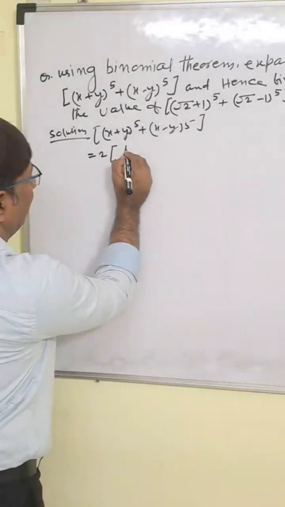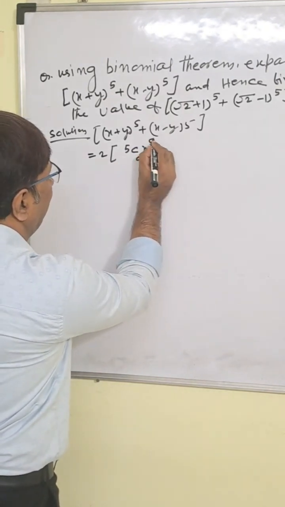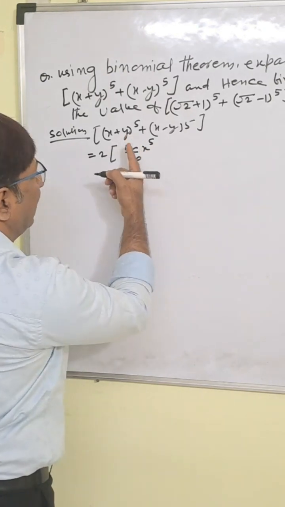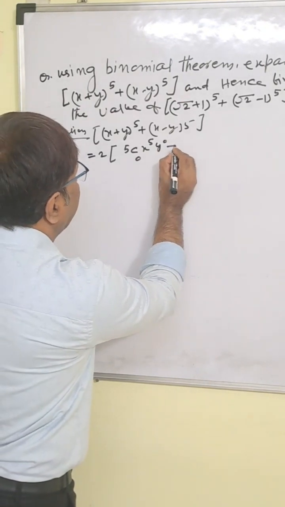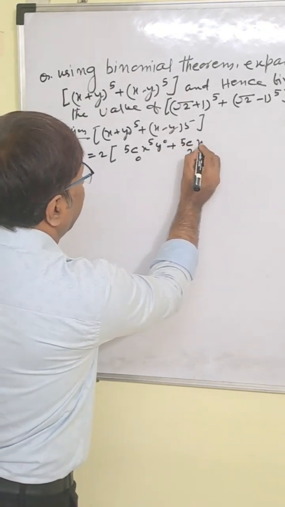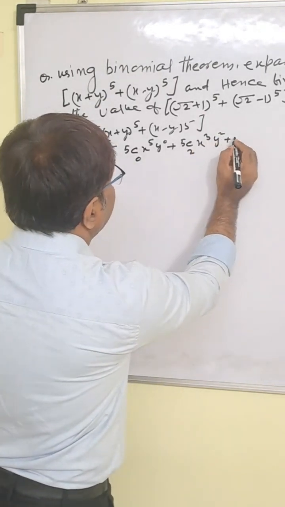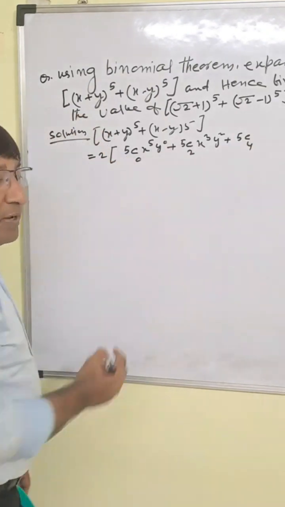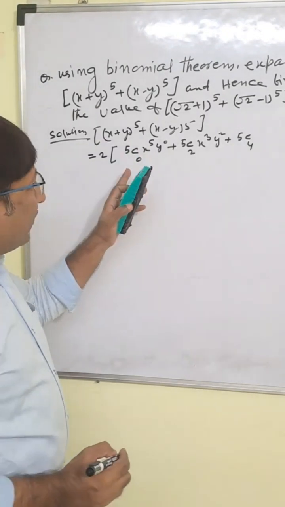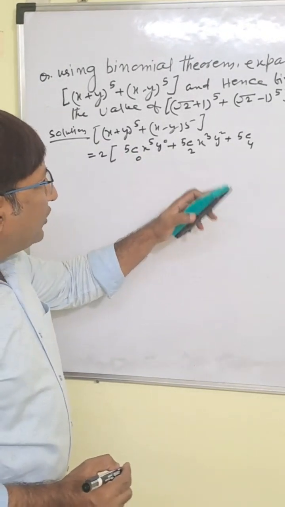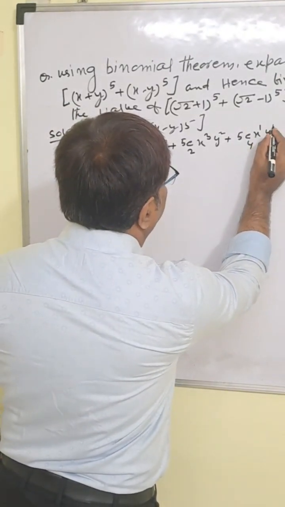So the simple technique is twice. And the first term is 5C0. A is x, so x to the power n minus 0, which is 5. And here y is b, so y power 0 is only 1. So we will write here y^0. Again this is 5C2, so x power 5 minus 2 is 3, and y will be y². Again this is 5C4. So in (x + y) and (x − y), when we expand it and n is odd, then we take only the even terms: 5C0, 5C2 and 5C4. And x will be power 5 minus 4, 1, and here y power is 4.